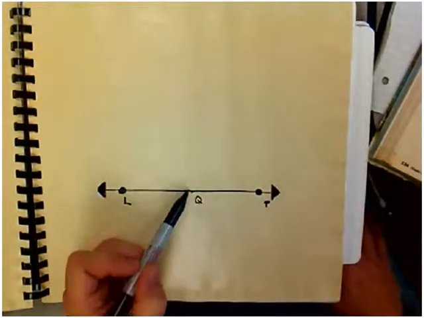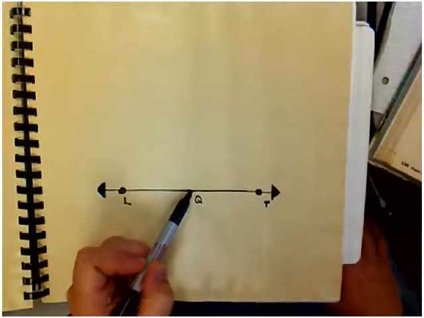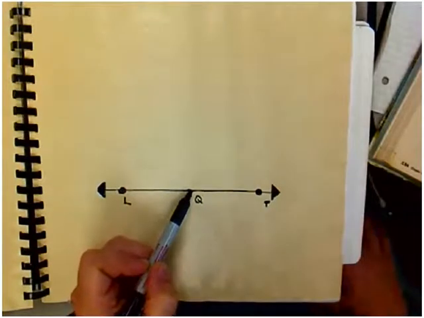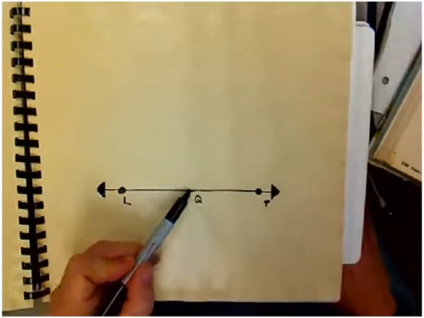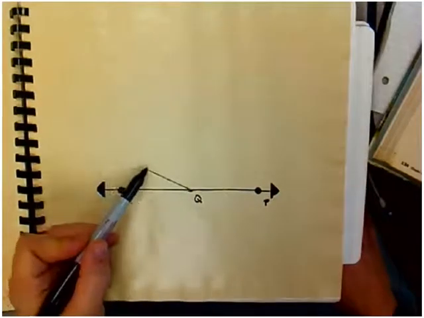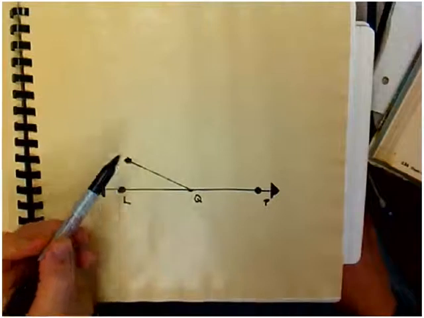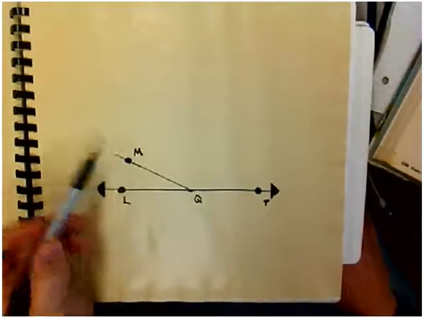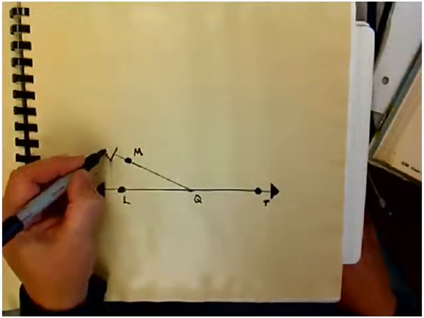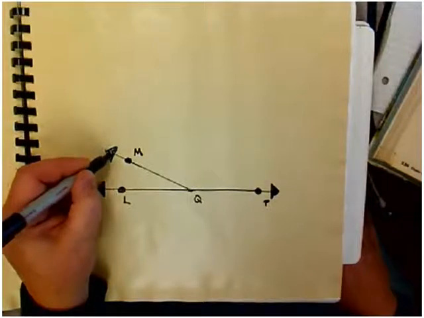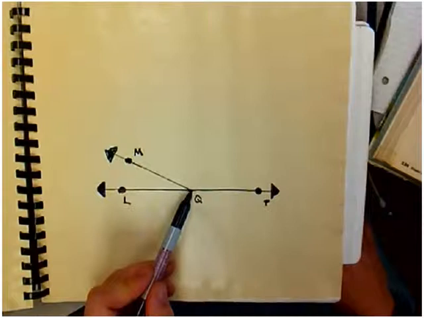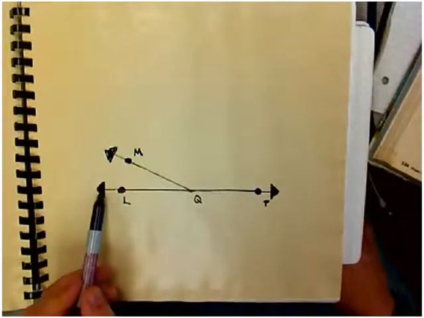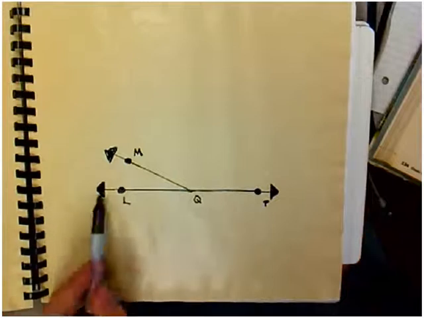All right. Go back to Q. So Q is our vertex, correct? All right. From Q, go through about the 10 o'clock position, between 9 and 10 o'clock, through another point, M. All right, so we have a ray QM. So we've created an angle so far, haven't we? How would we name that angle? MQL.